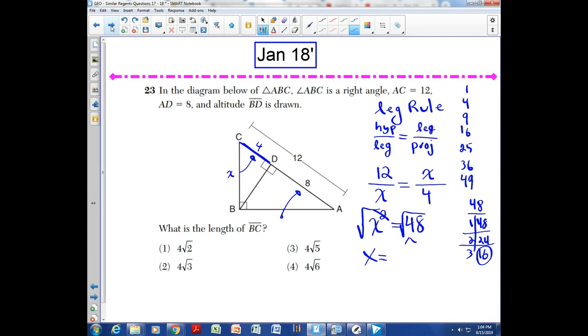So I'm going to divide radical 48 into, I always put the perfect square number on the left, 16 times 3. And the square root of 16 is 4, radical 3.